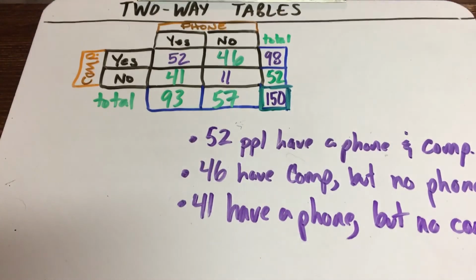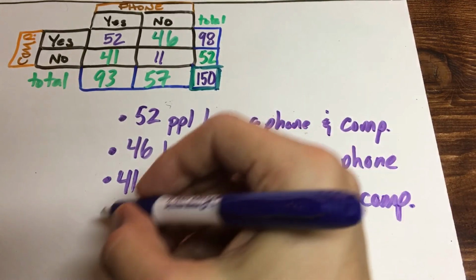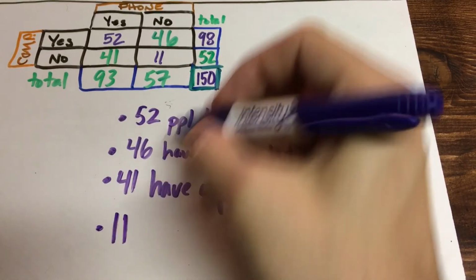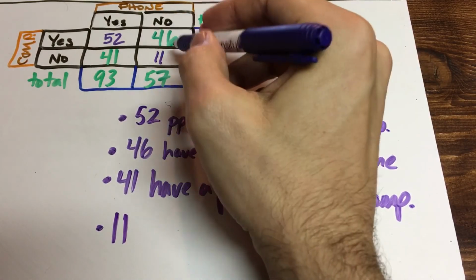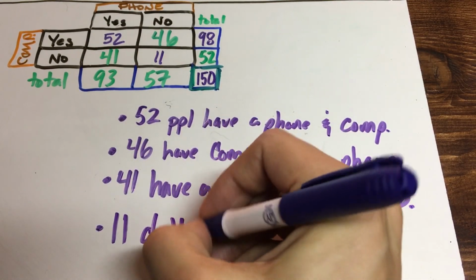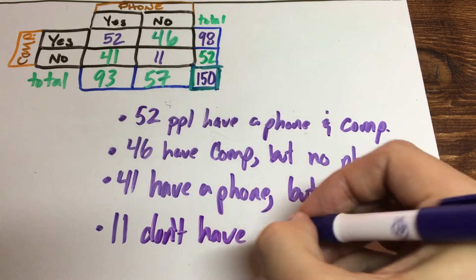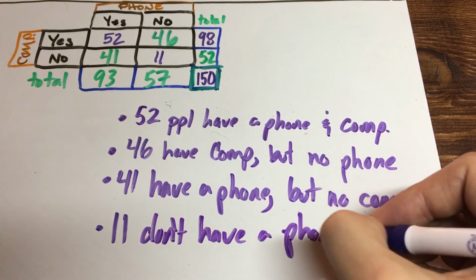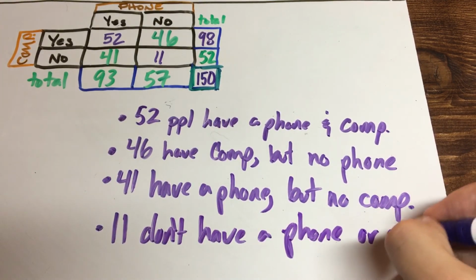COMP is my abbreviation for computer. Whoa, I'm completely off my board there. Sorry, guys. I wasn't paying attention. And then I could say 11 people, these 11 people, they have no phone and no computer. 11 people don't have anything. They don't have a phone or a computer at their house.